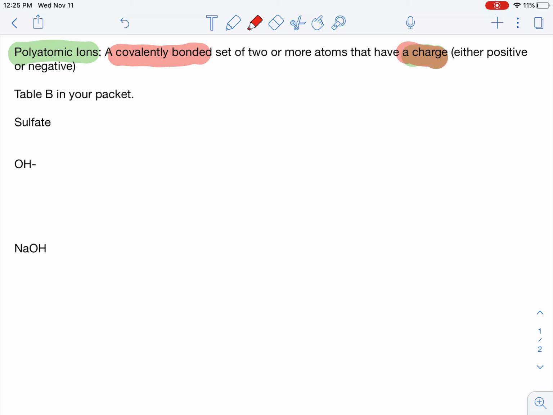In reality, polyatomic ions are a combination of both. So they are things that are covalently bonded that have a charge, so they act ionically. They happen at the same time.